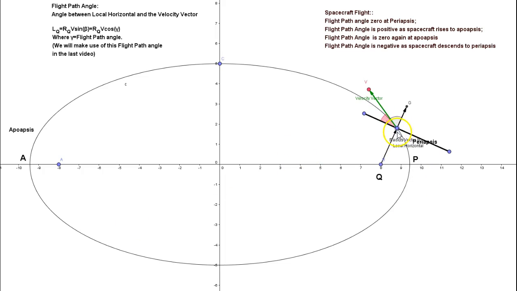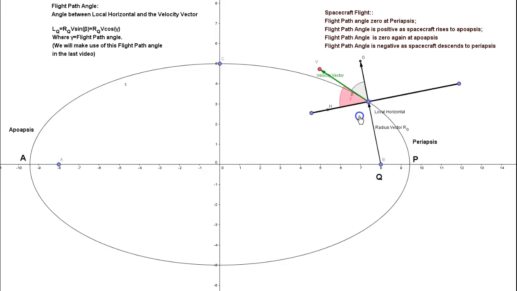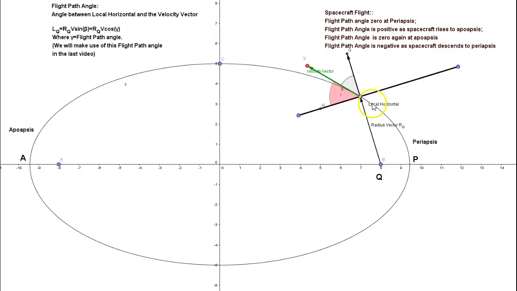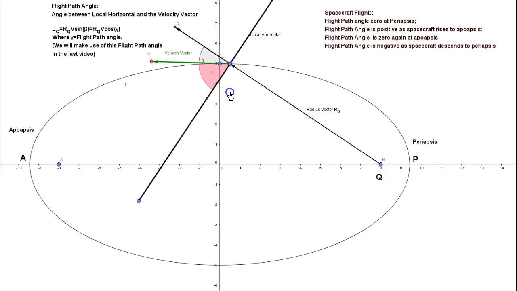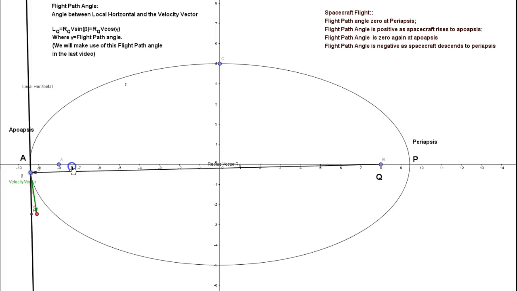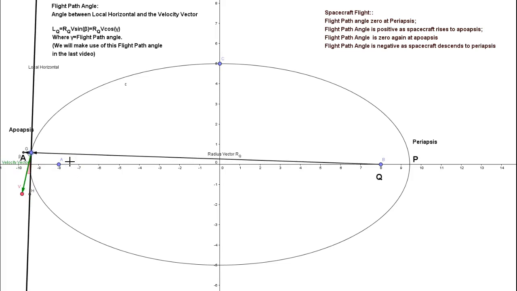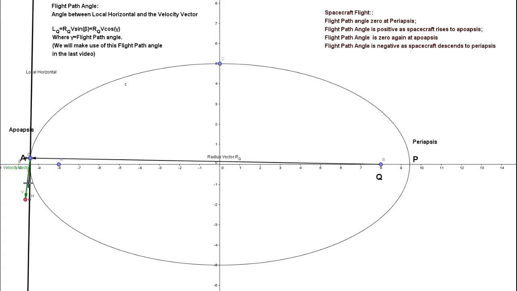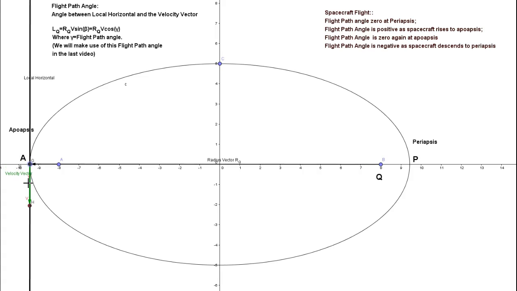Okay, I'm going to stop it here. As you can see, once we leave periapsis, the velocity vector is above the local horizon. As the spacecraft approaches apoapsis, the angle between the velocity vector and the local horizontal is approaching 0. It becomes 0, and then they're on top of each other. So this velocity becomes velocity A at apoapsis, and is perpendicular to the radius vector RA.